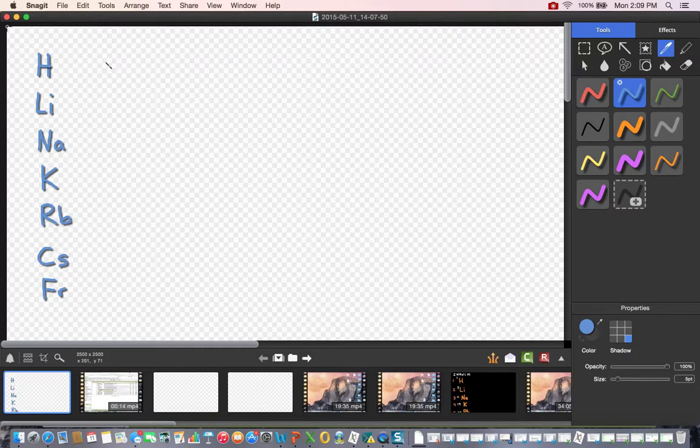In group 2, we have beryllium, and we have magnesium, and we have calcium, and we have strontium, and we have barium.